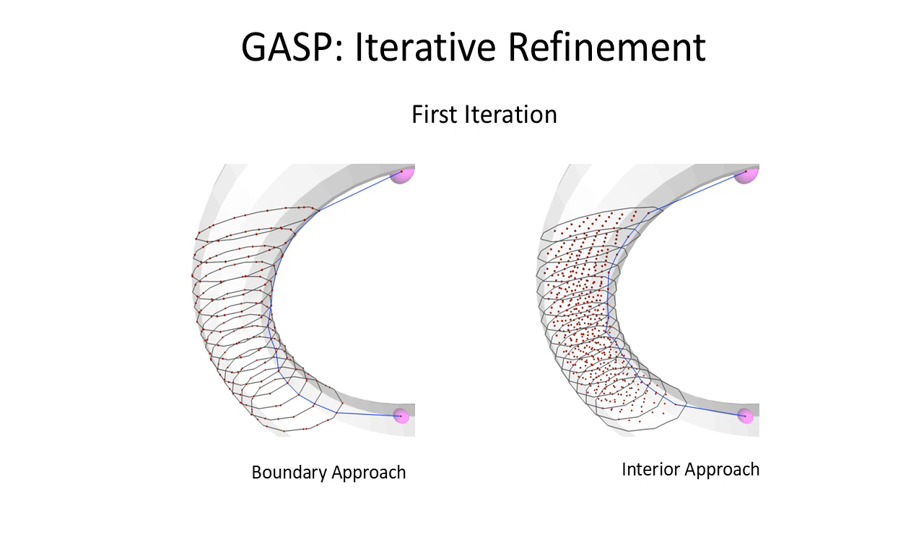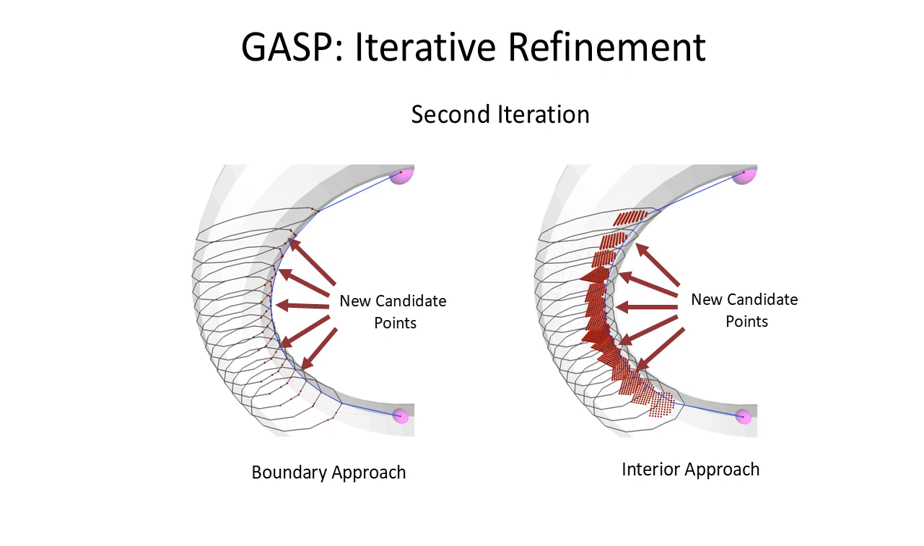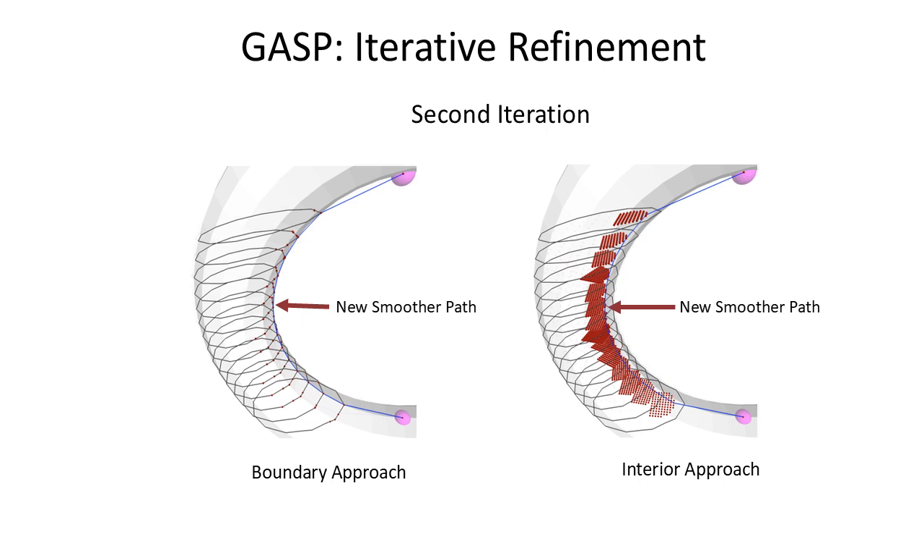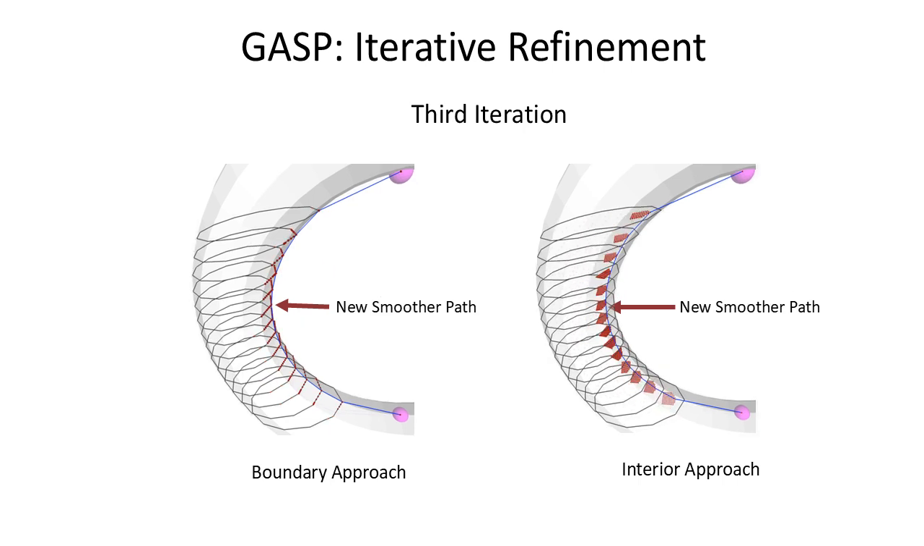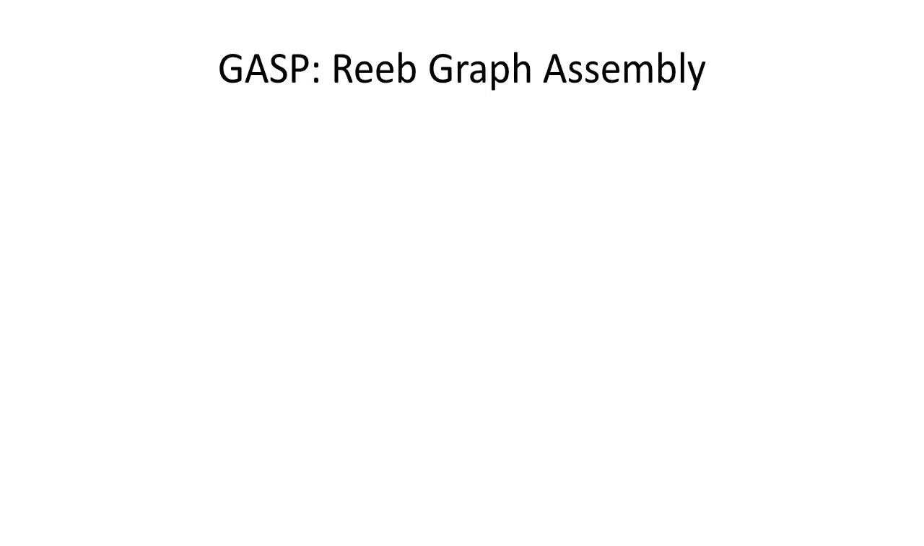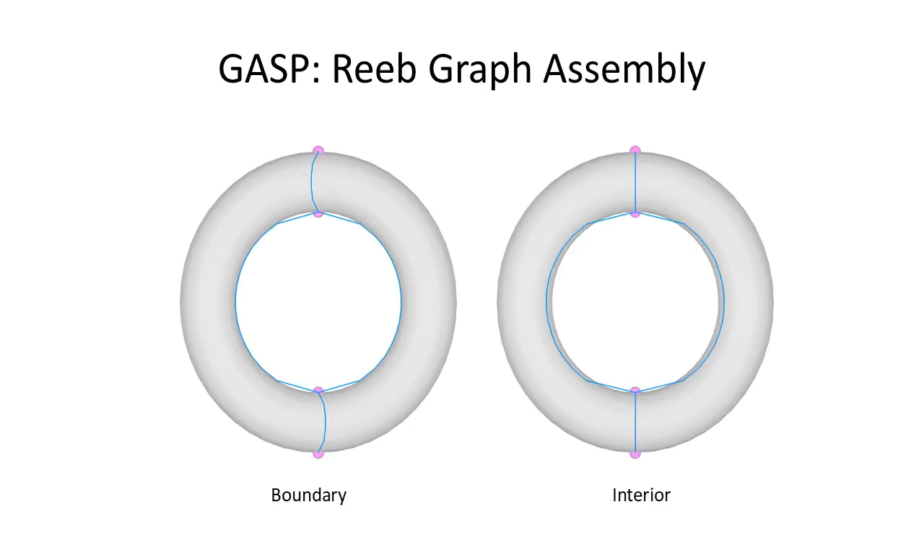In the iterative refinement process, once the initial path is identified, a new set of candidate points is selected at finer granularity in the neighborhood of the initial path to extract a new smoother path. The process is done one more time for further smoothing. Combining all the Reeb graph arcs, we can formulate the complete Reeb graph of that model for both boundary approach and for the interior approach.